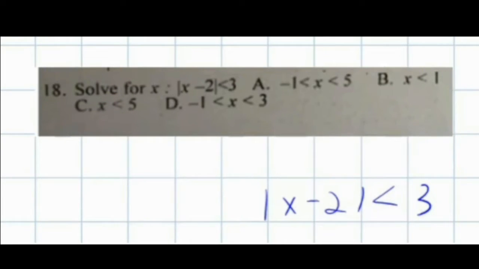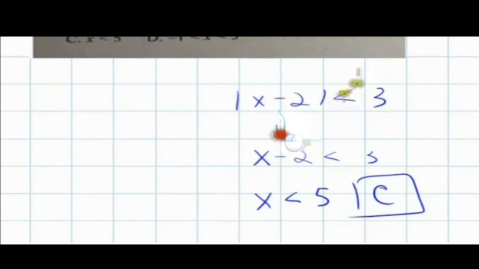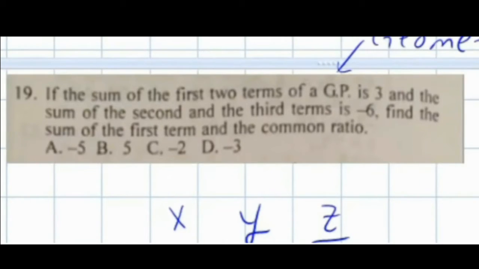Question 18 wants us to solve for x, and it says that the absolute value of x minus 2 is less than 3. So because this is an inequality, we can essentially ignore the absolute value sign and just drop it off. So now we have x minus 2 is less than 3. So then I would add 2 to both sides, and I have x is greater than 5, which is option C.